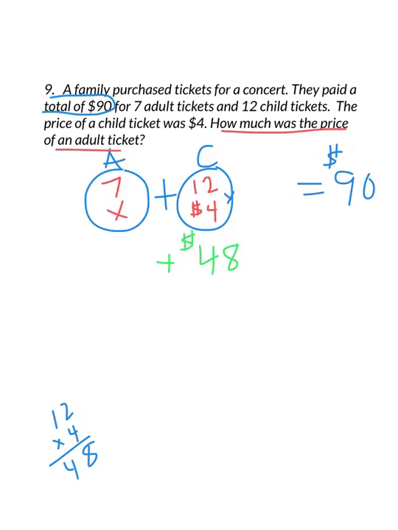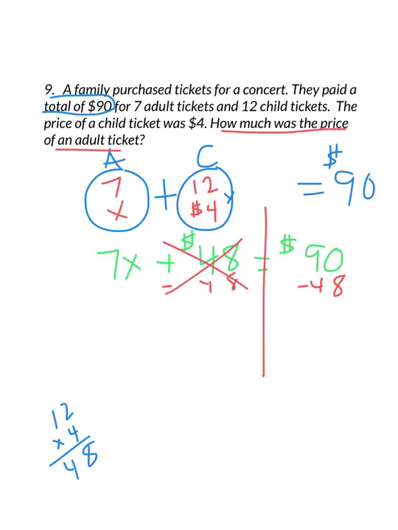And I'm going to add that to the adult tickets, but I bought 7 of them, at a price I don't know. And that's going to equal 90. Well, look, I have my two-step equation right there. Nice and easy. Well, here's my equal sign. Minus 48, minus 48. That goes away. Whew, so far, so good. 7x equals 90 minus 48, which is 42.